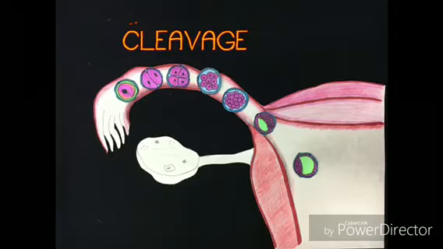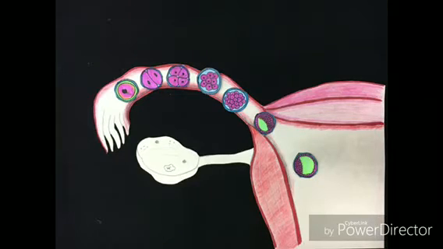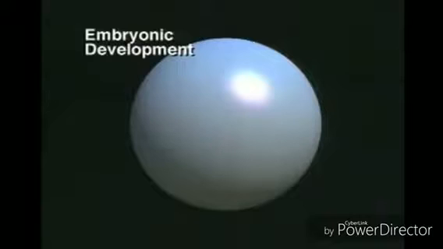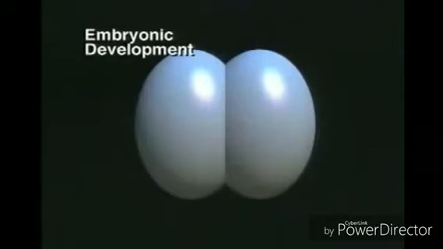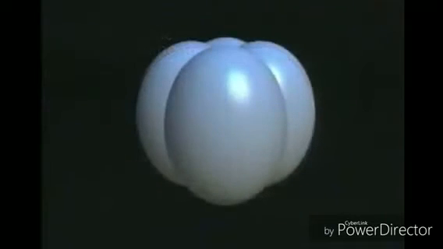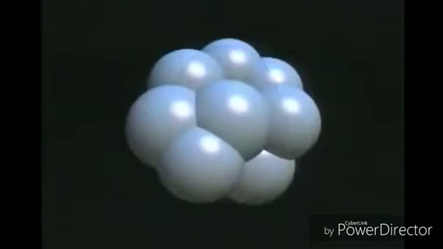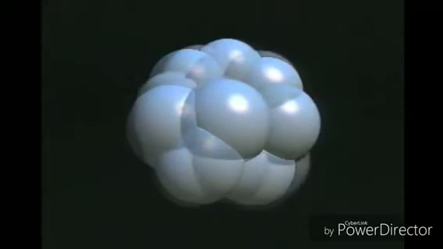Cleavage is a series of rapid cell divisions during early development. The cell cycle consists primarily of the DNA synthesis and mitosis phases. G1 and G2 phases are essentially skipped, and little or no protein synthesis occurs. This makes no increment in the mass.